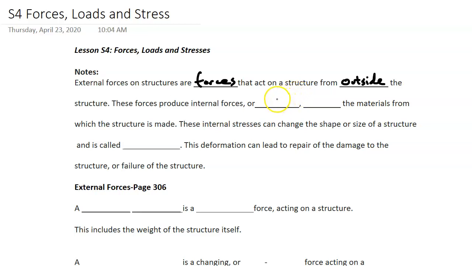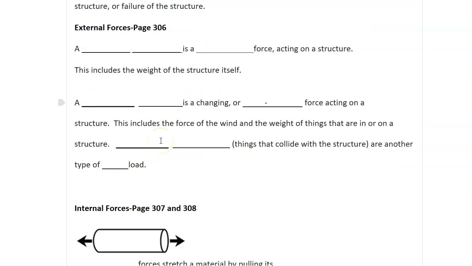Now, these forces will actually produce internal forces or stresses on the object, from within the material themselves. And this is where the damage is actually caused. And the damage is what we call a deformation. So the external stress is whatever we put on the outside. The internal is what we see inside the actual material, and it's what's happening inside the material that causes the deformation.